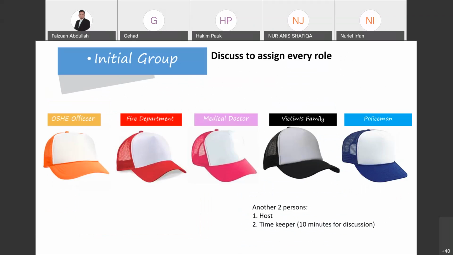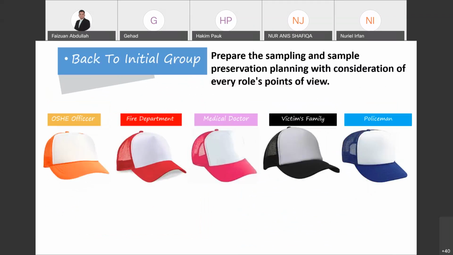After that, you come back to the original group. This original group consists of all roles, and then you should have a debate, or a discussion, on how to sample and everything, answering all five questions. You consider the things that you have discussed with the similar role group. As the policeman group, this is the sample you should take, and how to store it and so on. As the victim's family, this is the sample that you should take, and everything.